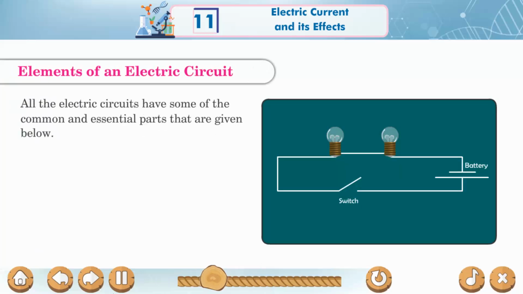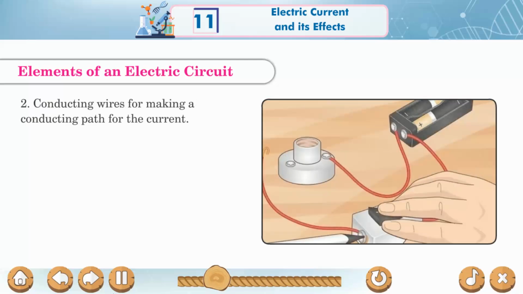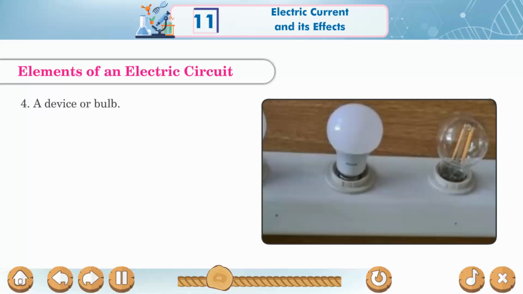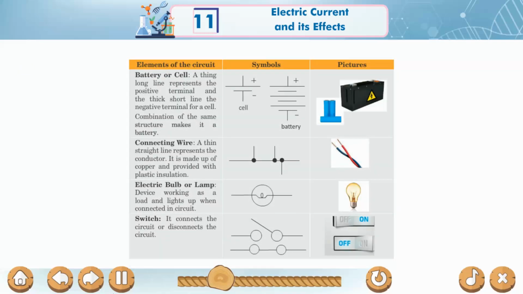Elements of an electric circuit. All the electric circuits have some of the common and essential parts that are given below. 1. A source of electricity: cell, battery and house socket. 2. Conducting wires for making a conducting path for the current. 3. A switch to make the supply from the source on or off. 4. A device or bulb. Elements of the circuit: symbols, pictures.